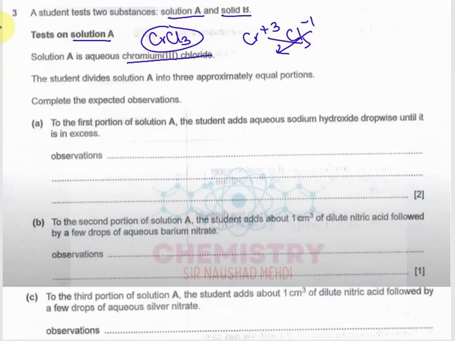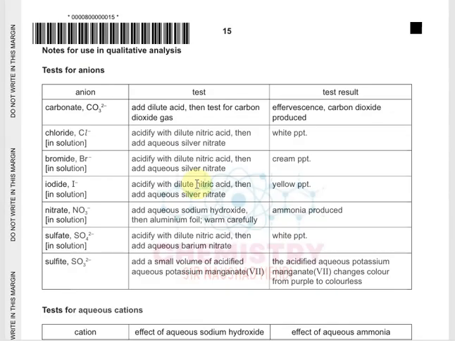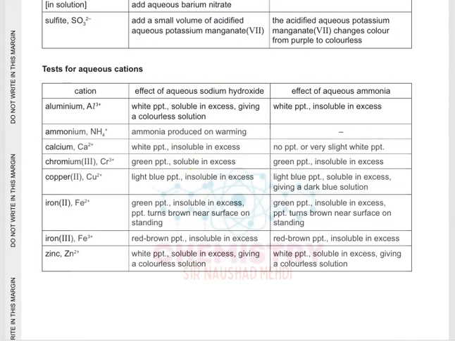The student divides solution A into three approximately equal portions. To the first portion of solution A, the student adds aqueous sodium hydroxide dropwise until it is in excess. As we all know, we have to go to the qualitative analysis table which is already given at the back of this paper. So we are adding the aqueous sodium hydroxide dropwise.